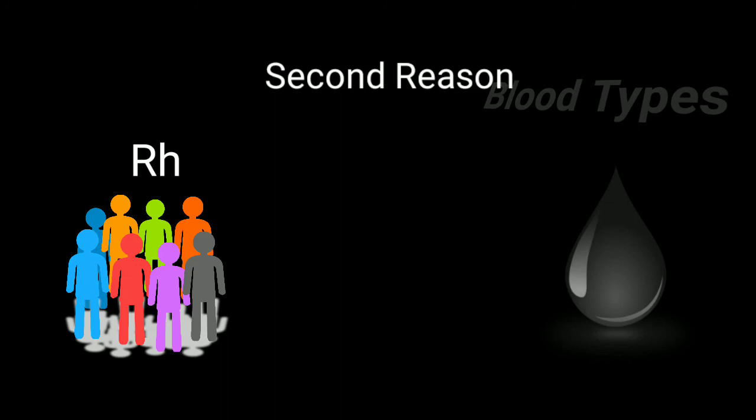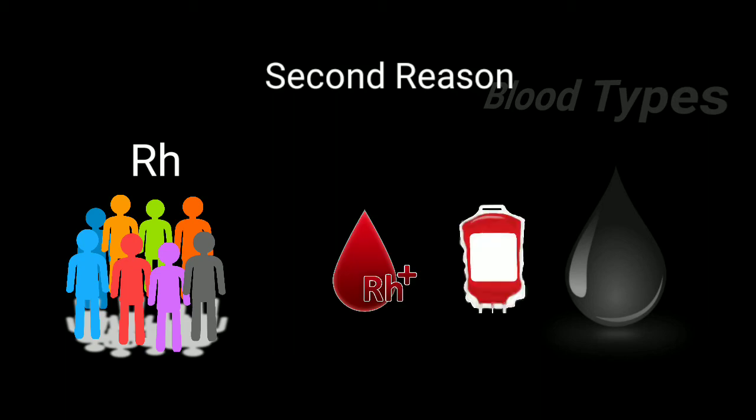Second reason, Rh antigens are not predominantly present in the population, and if not checked for Rh antigen and by mistake Rh positive blood is transfused to the Rh negative person, then sensitization would occur, and later subsequent transfusion of the same Rh positive blood can lead to death.